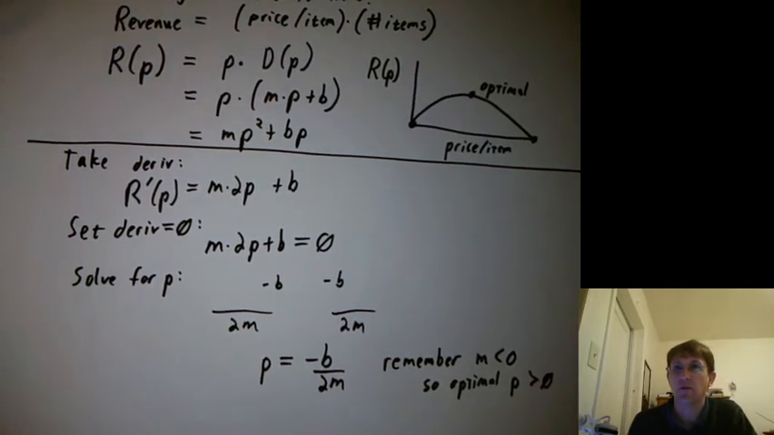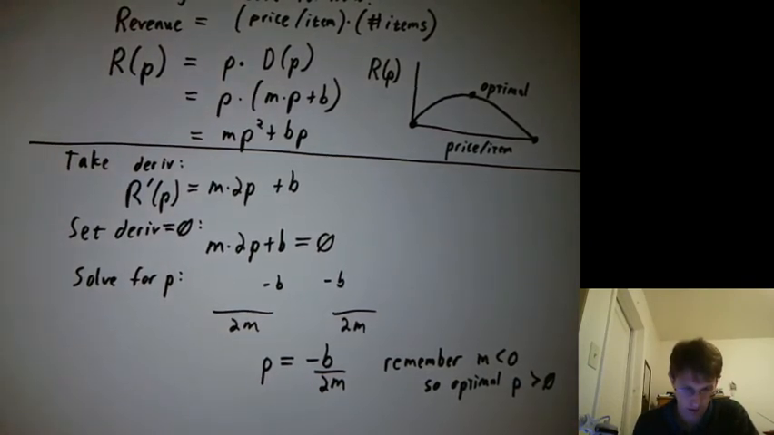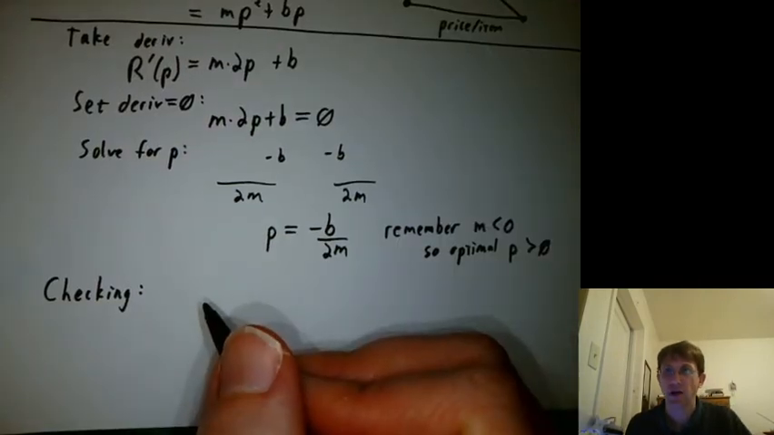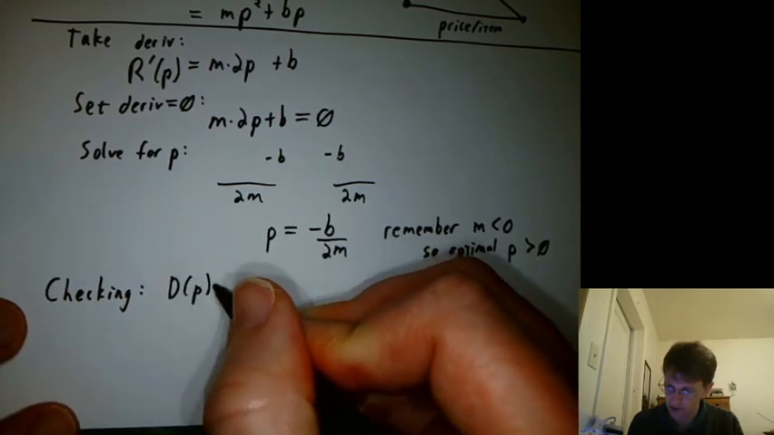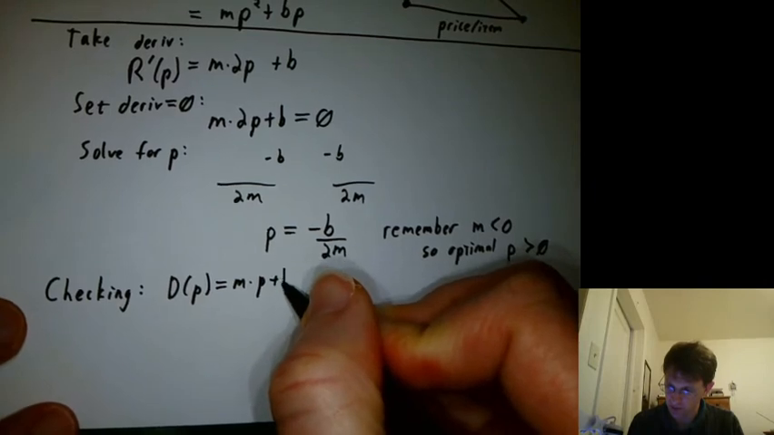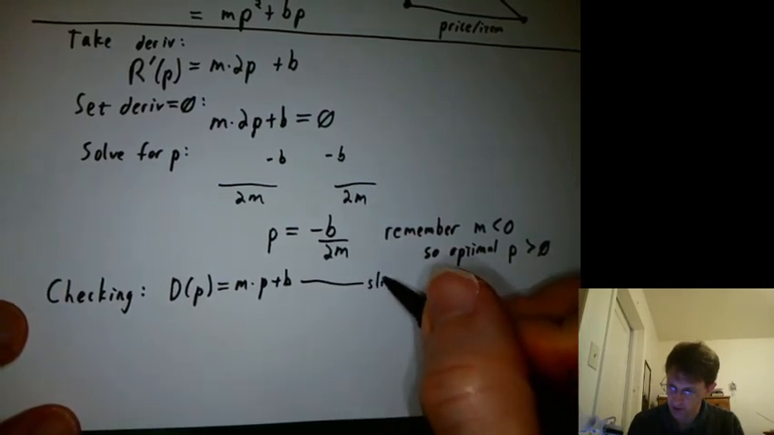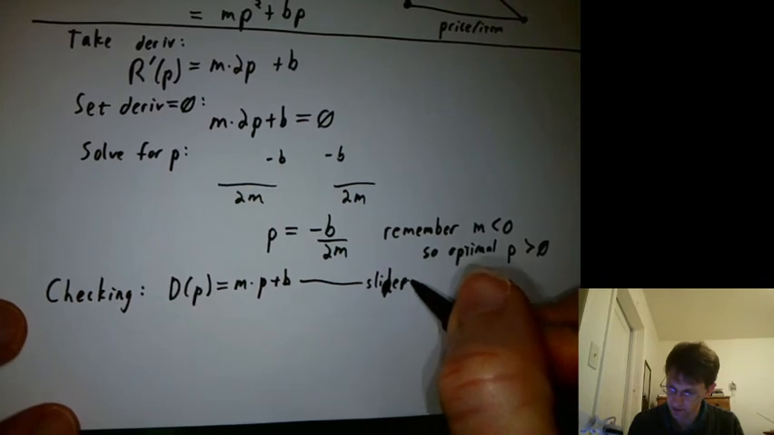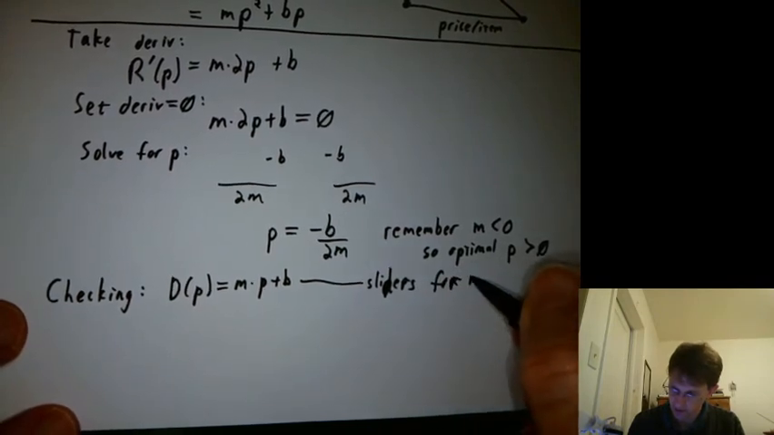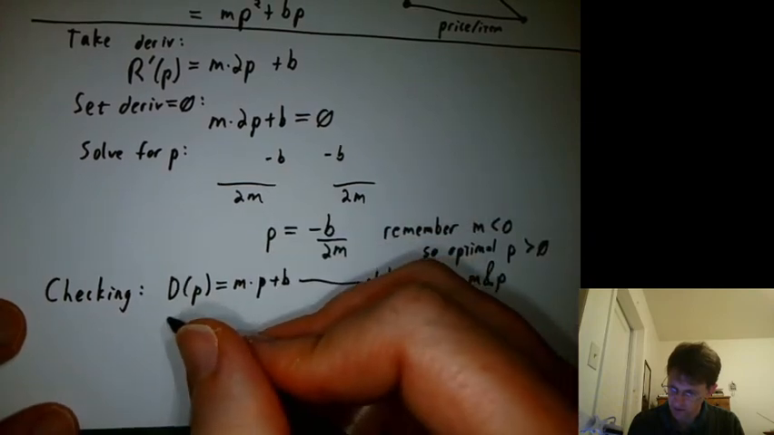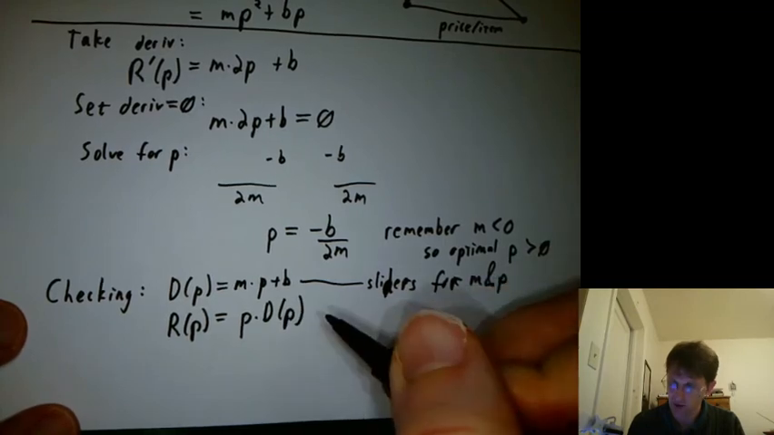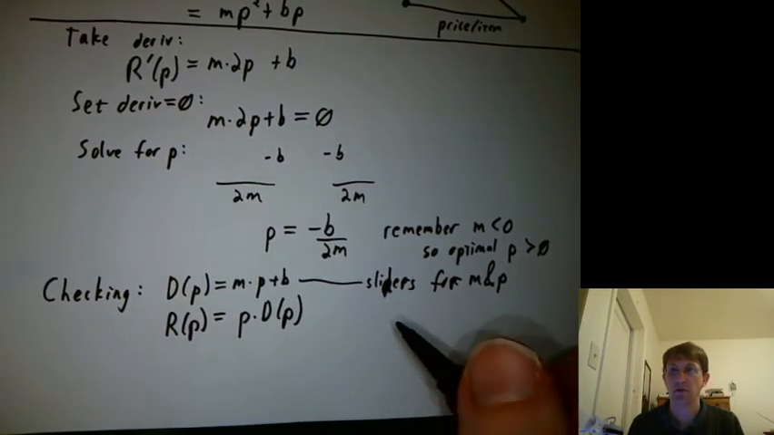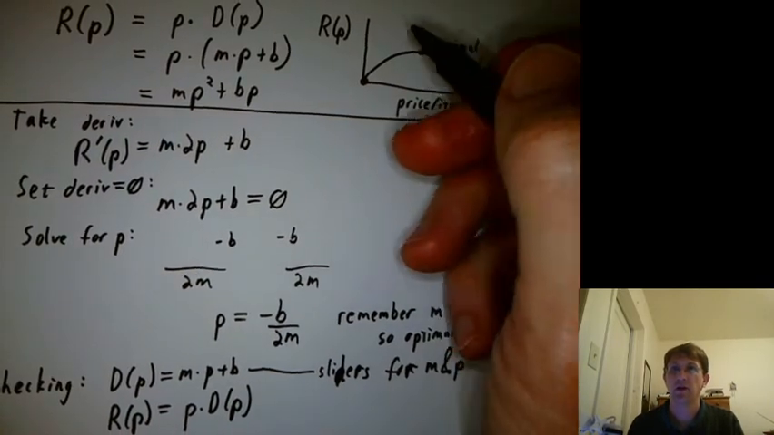All right, and what is there to do? Maybe plug it all into Desmos and see that it worked. So when we're checking, one thing we want to do in Desmos is set up, let's say d of p equals m times p plus b, and make sliders out of m and b. And then I'd say r of p equals p times d of p. And then that would show me the r of p curve, which we already graphed there.